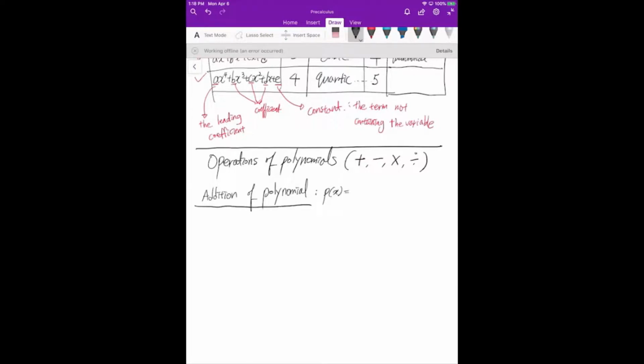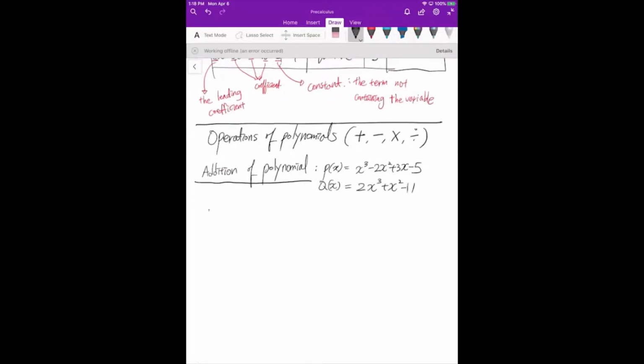So let's call p(x) x cubed minus 2x squared plus 3x minus 5. And then q(x) is defined as 2x cubed plus x squared minus 11. Let's put it that way. So let's try to get the sum of it. And then also after that, let's get the difference of p and q. You just have to add them, combine the like terms. So if you have x cubed, then you have to combine them.